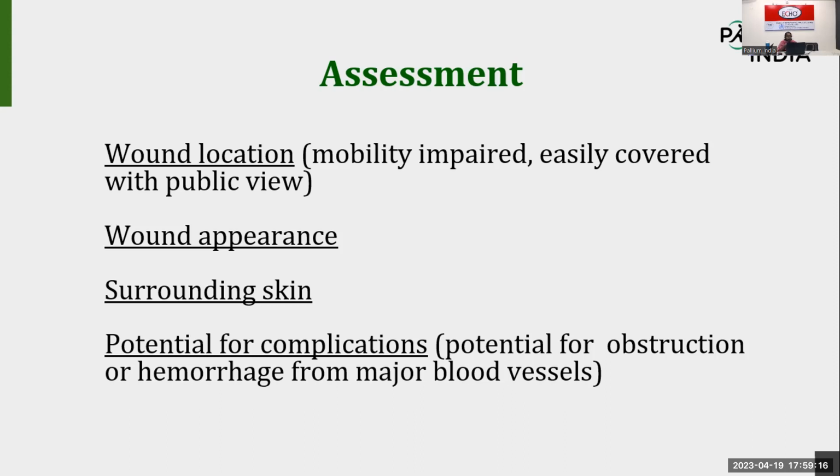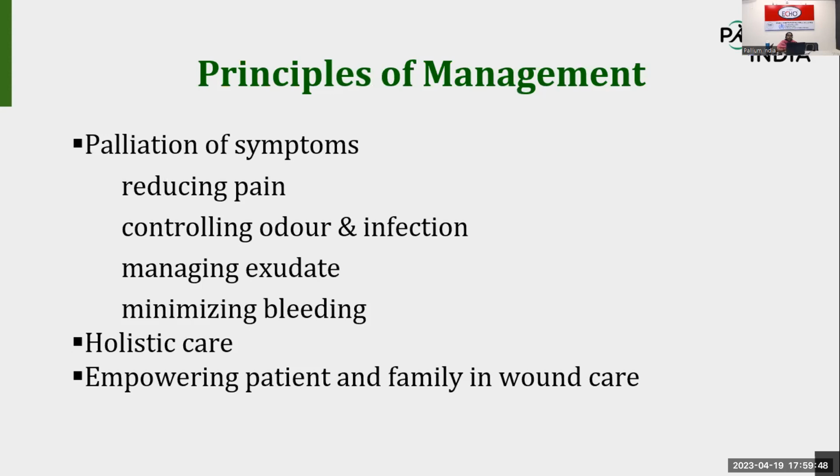Coming to the complication part, in head and neck cancers we have to prepare the patient and family well, because there can be accidental hemorrhage, or sometimes the tumor will protrude into the major blood vessels, and at that time they need to manage at home. The bleeding can cause death, because the major blood vessels can be damaged. So we have to prepare the family. Coming to the principles of management: palliation of symptoms and trying to relieve their symptoms. That is the only way to improve the quality of life of this patient.